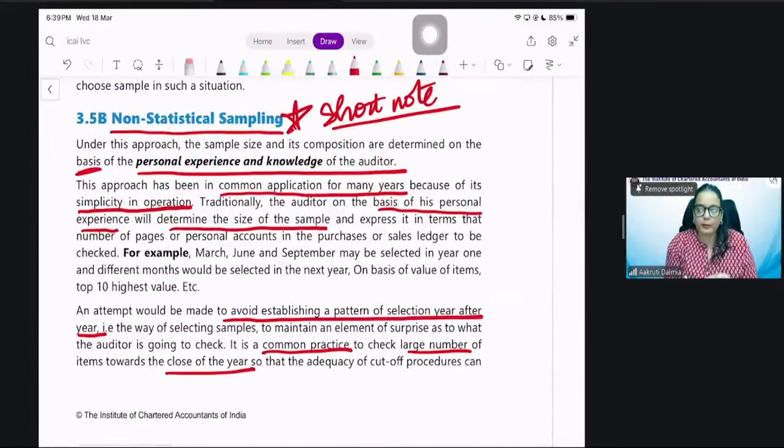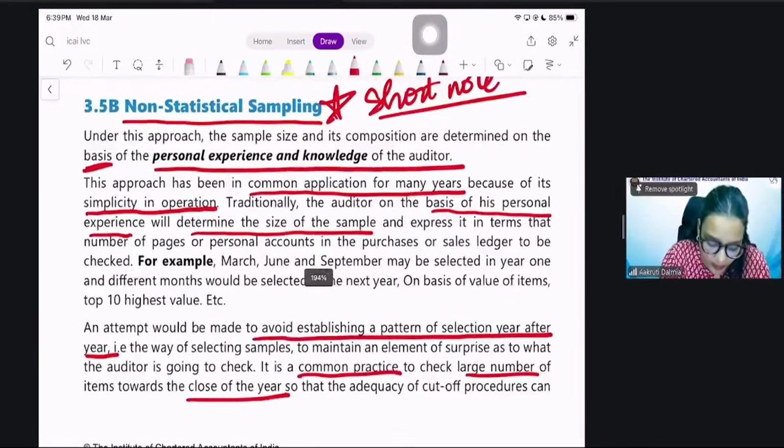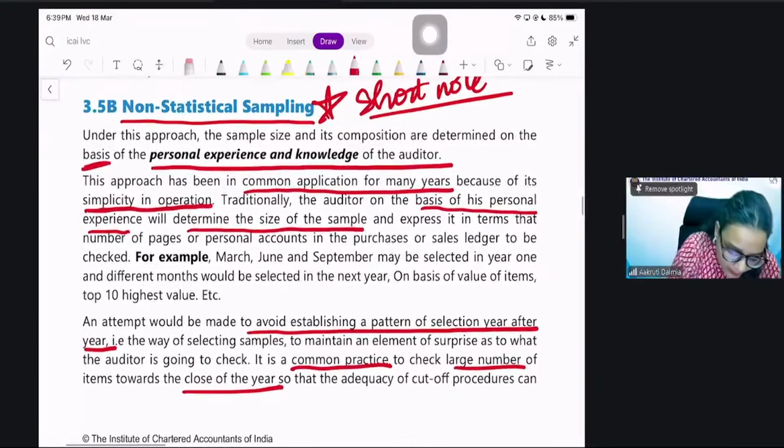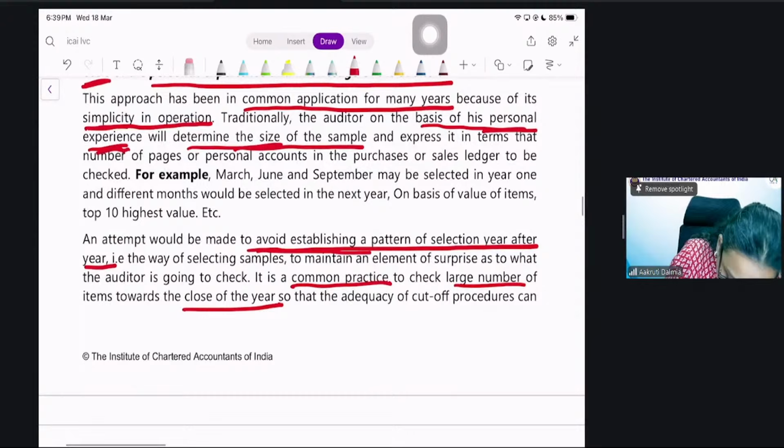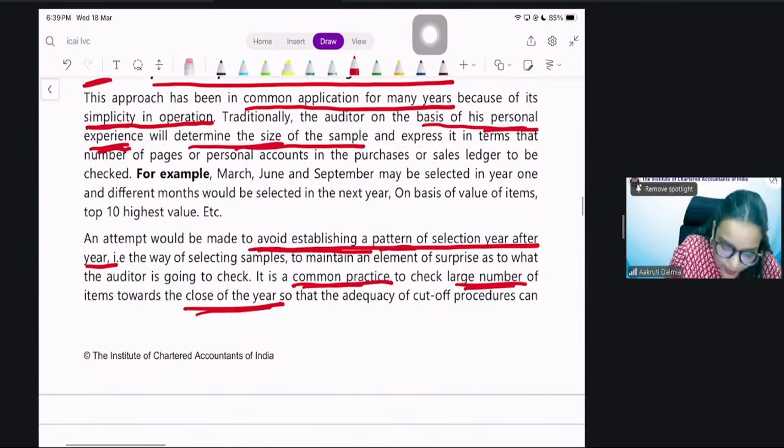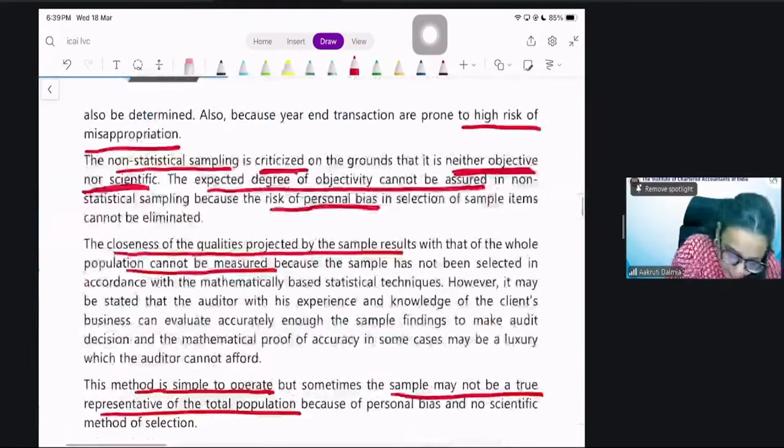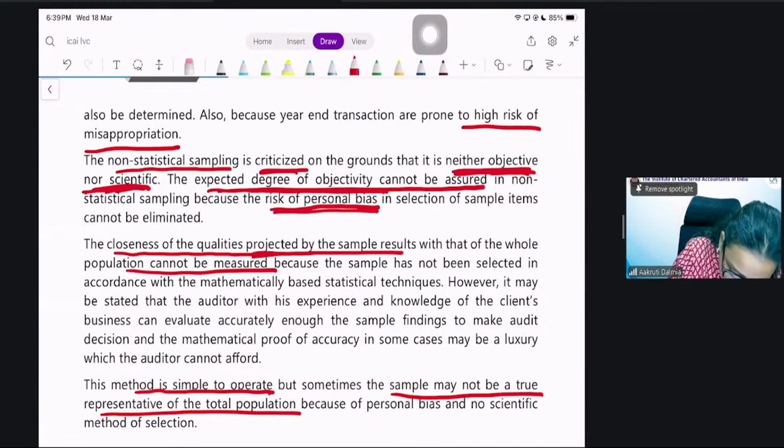In non-statistical sampling, dependent on personal experience and knowledge of auditor, it is simple in operation. Auditor uses his personal experience to decide the size of the sample. Auditor should try to avoid establishing any pattern. It is common practice to check large number of transactions that are close to the year end. Non-statistical sample is neither objective nor scientific. Then it cannot be expected to have high degree of objectivity. There is a risk of personal bias. The closeness of qualities projected by sample cannot be measured with population.